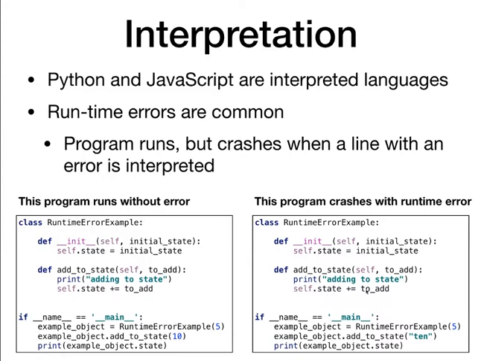When it gets to this line, when this line is interpreted right here, and it tries to add the string ten to the int 5, this is where the runtime error occurs and the program crashes. So the program ran up to this point, so we did get some execution of this program, but once we got to that line, the program crashes.